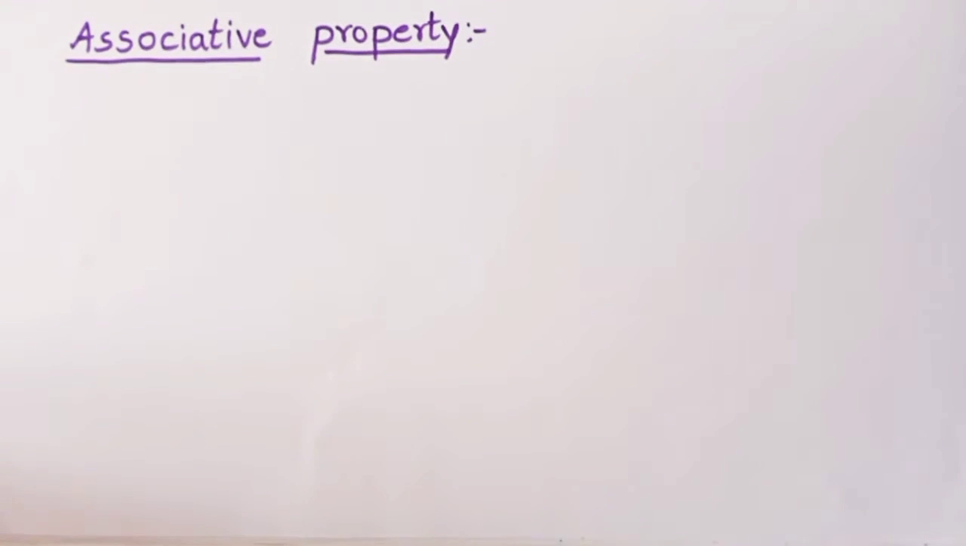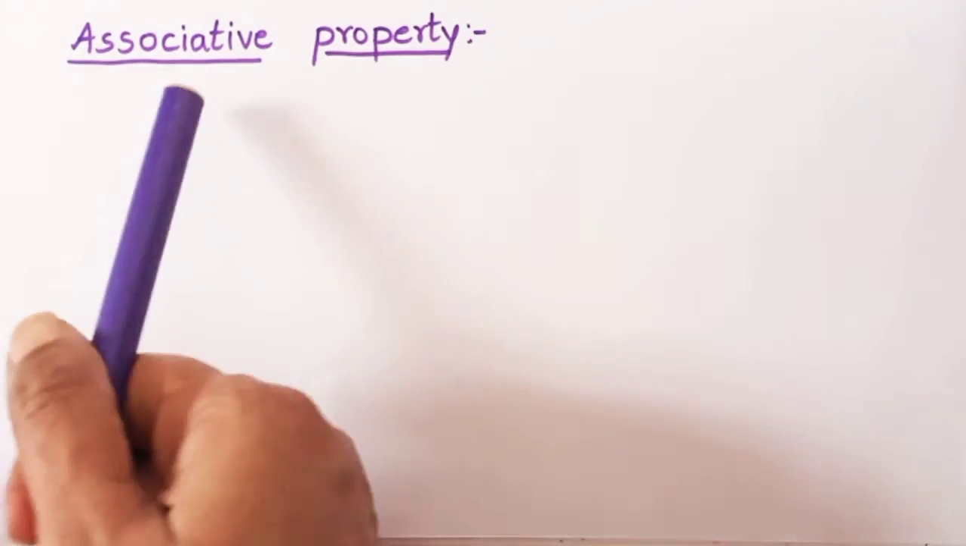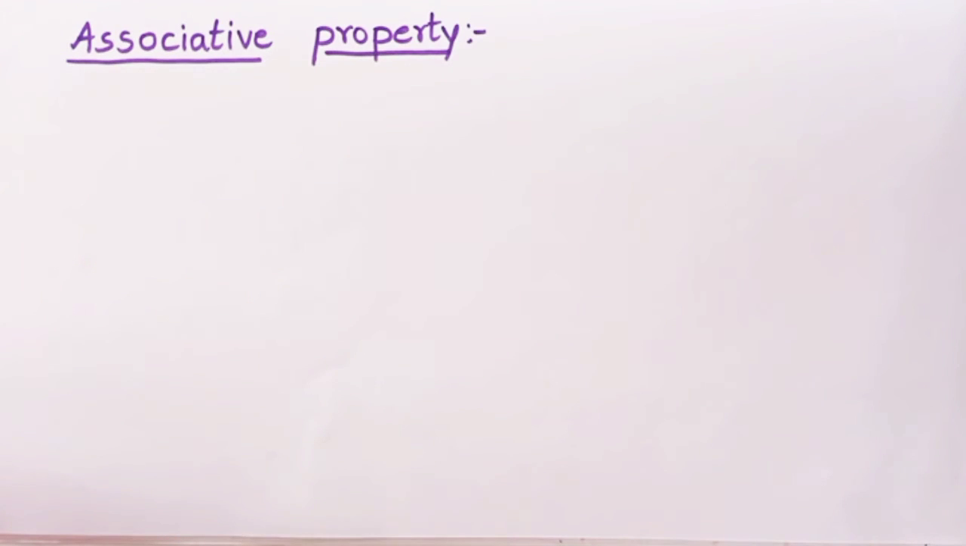Good morning, children. In the previous two videos, we have understood what rational numbers are, and then we have observed the closure property and the commutative property of rational numbers. In this video session, we are going to see the associative property of rational numbers.